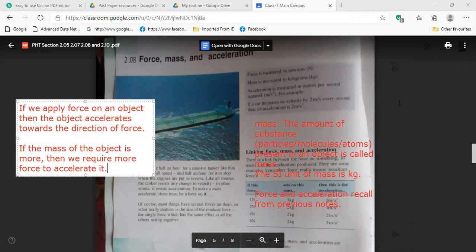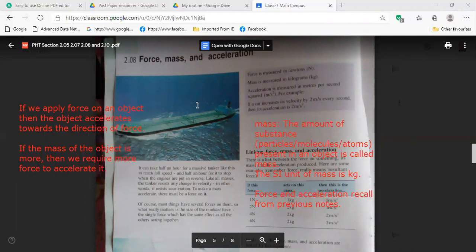Then vice versa. If you have low mass, then we need less force to accelerate, and all these things we can understand from a formula. These two points, we can understand from the formula. What is the formula? In the last class, I told you to write it.